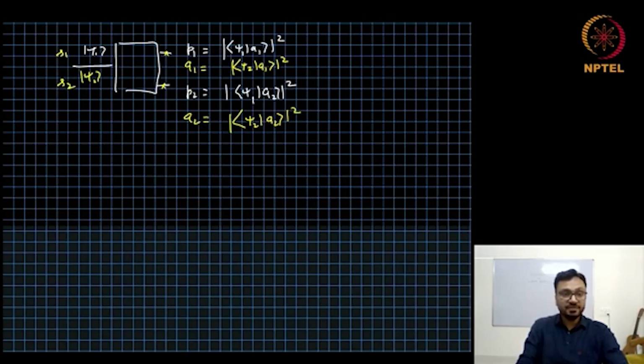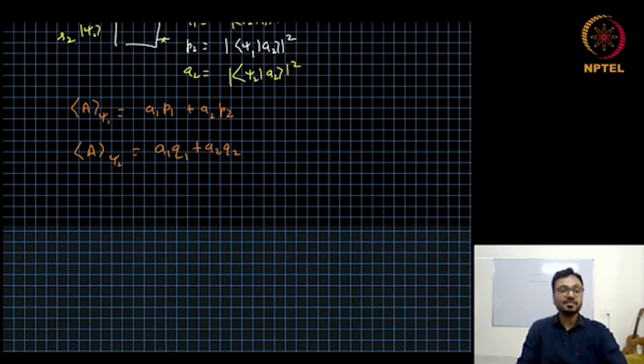Okay. So if the photon was in the state psi1, then the expectation value, let us call it expectation psi1, will be P1 A1 plus A2 P2. The expectation value when the photon was in psi2 is A1 Q1 plus A2 Q2. And since we are repeating this experiment over a very large number of photons, the total expectation value will be S1 times the expectation value of A with psi1 plus S2 times the expectation value of A with psi2.